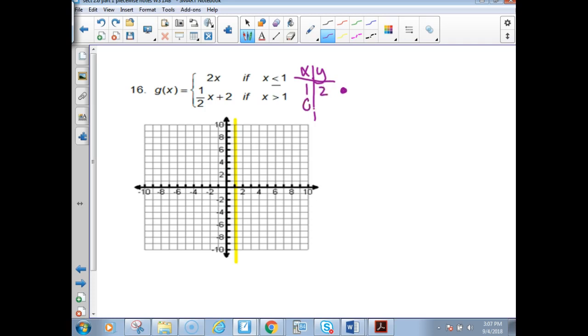If I put in 0, I would get 0. If I put in negative 1, I would get negative 2. So 1, 2 is a solid dot right on the boundary line. Then you go to 0, 0, negative 1, negative 2. And you can start doing the slope of 2, which is up 2, right 1, or reversed down 2, left 1. Make your chunk of line. Put an arrow on the end.